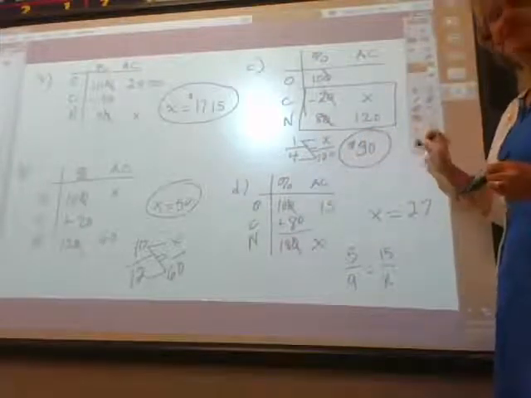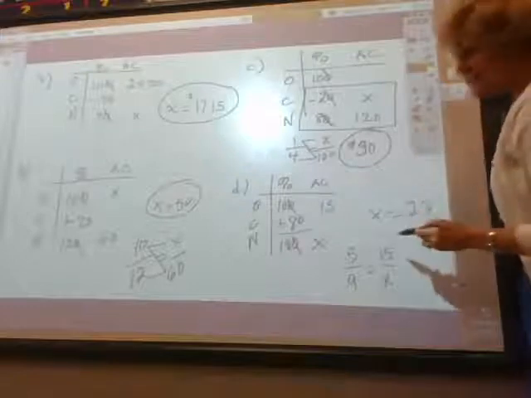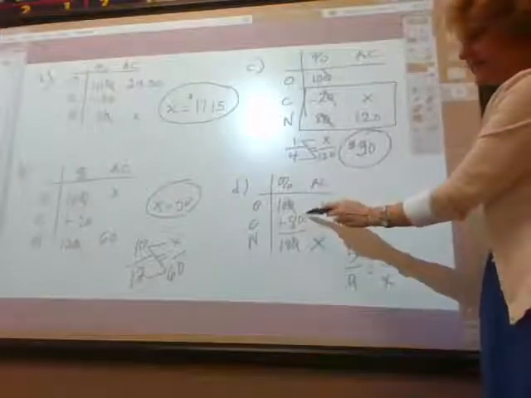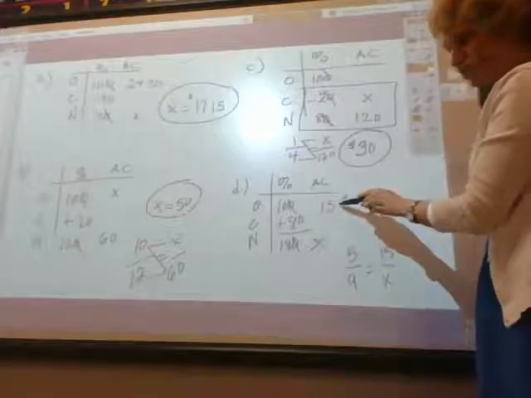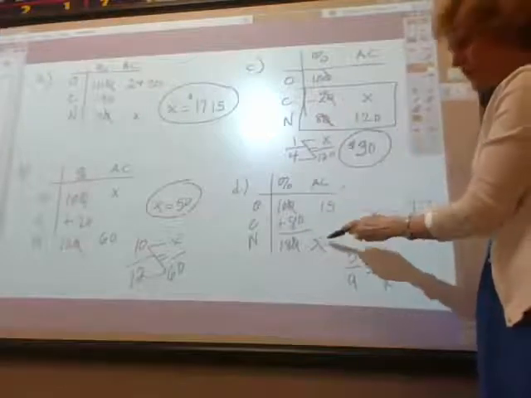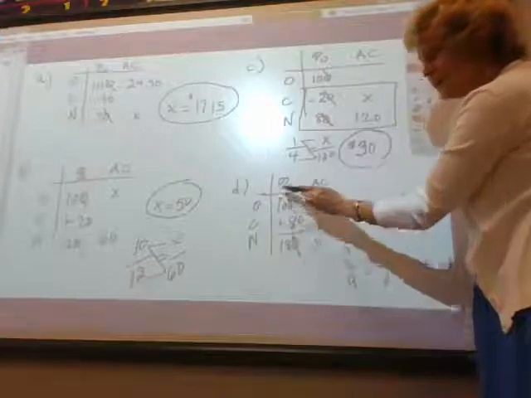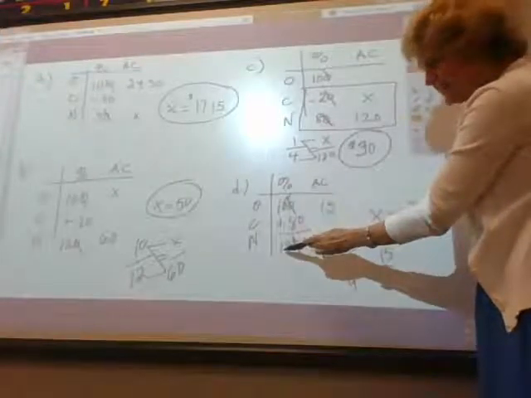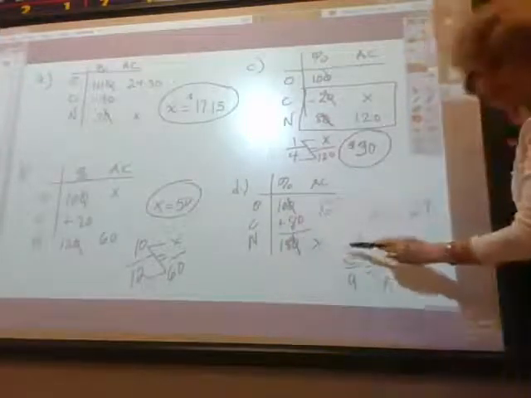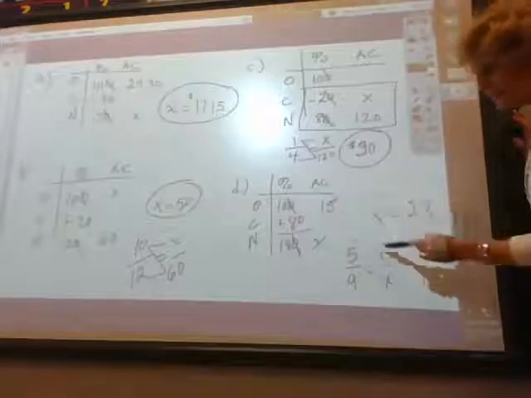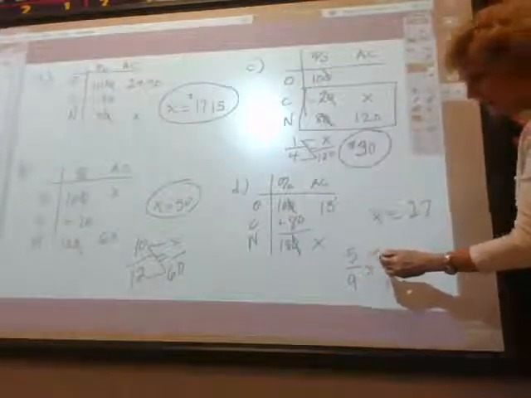That's the savings. And then lastly, D was an 80% increase. Originally, they were $15. What are they being sold for? So I reduced my 100 over 180 to 10 over 18, which I reduced to 5 over 9 equals 15 over x, and I got $27.